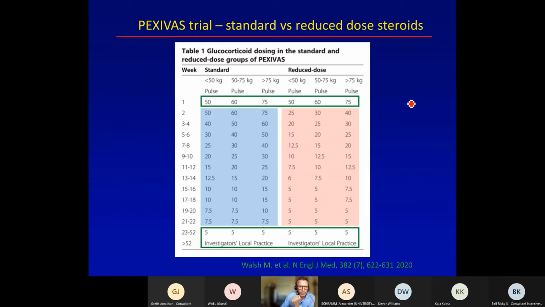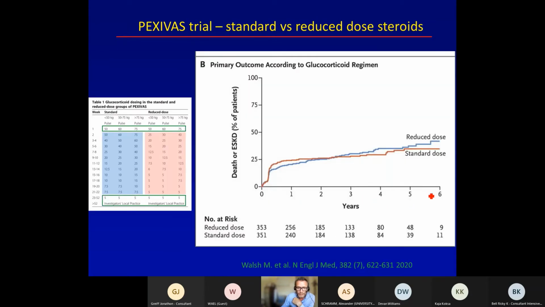So this just compares the two steroid doses. This is standard: you start at 1 milligram per kilogram per day for 2 weeks, and then a gradual taper. This is the reduced dose regimen, so again it starts at 1 milligram per kilogram a day for a week, and then basically it halves the dose after the end of the first week. And the bottom line is that over a 6-year period of follow-up, there is absolutely no difference in the primary endpoint, which was death or end-stage kidney disease, between either the standard or the reduced dose. So that has changed practice. We now use half the dose of steroids that we used to do.